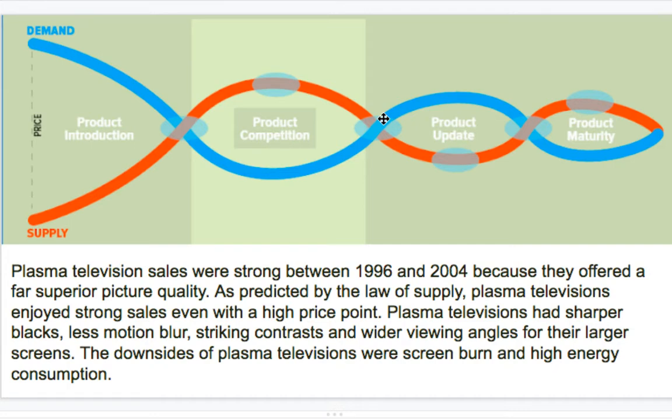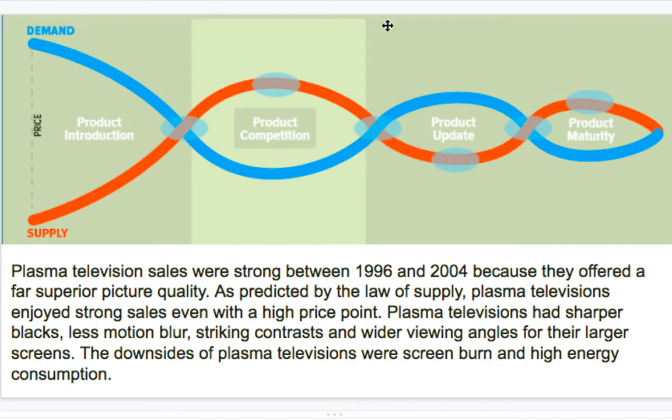Meaning that if you've ever owned a plasma television, if you kept it in the same spot, you had to have a sort of screen changer to keep it moving. If the screen stayed locked in a certain position for a long time, you would actually see those symbols or those people burnt into the television.